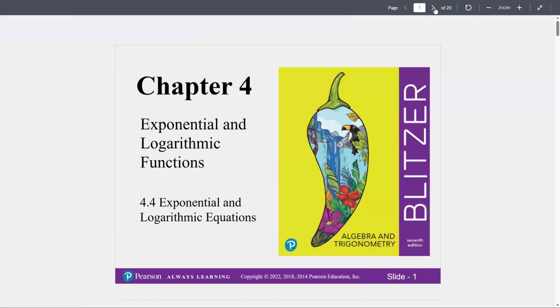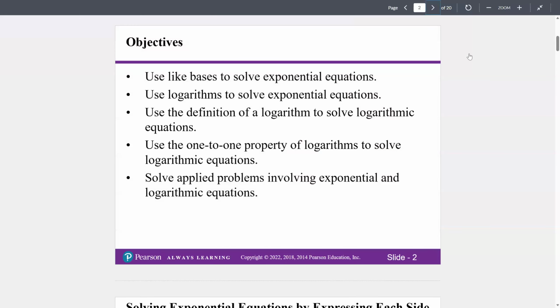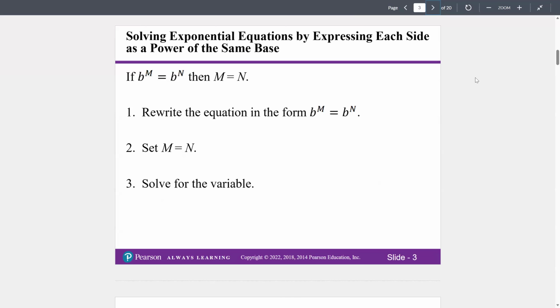We're moving on to solving exponential and logarithmic equations. So we know a little bit about logarithmic equations and exponential equations, and we know that they are inverses of each other, which is something that we can use to help us solve equations.